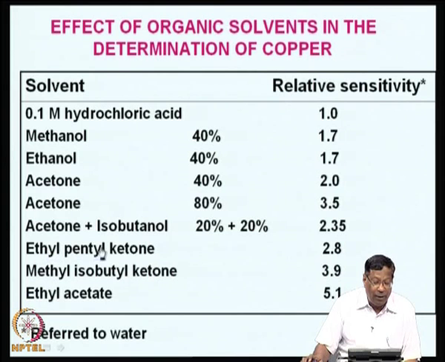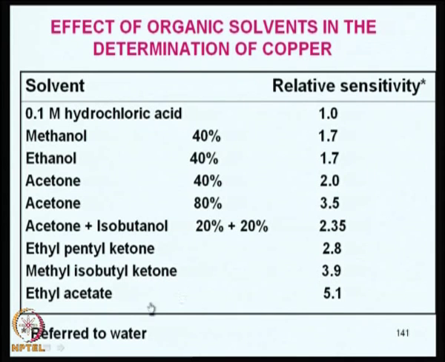Suppose you take ethyl pentyl ketone, then the signal enhancement is around 2.8. Suppose you take methyl isobutyl ketone, then the signal is 3.9, but look at the last figure, ethyl acetate, it is 5.1. That means you get 5 times the signal for the same element if you add these organic solvents to the system. You can do it at the calibration stage itself, or you can do it while preparing the solution.